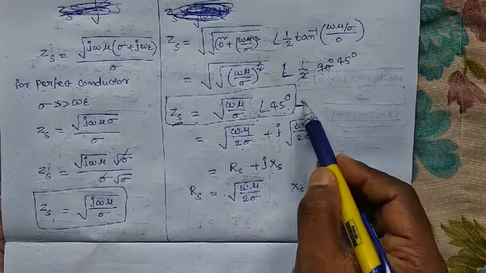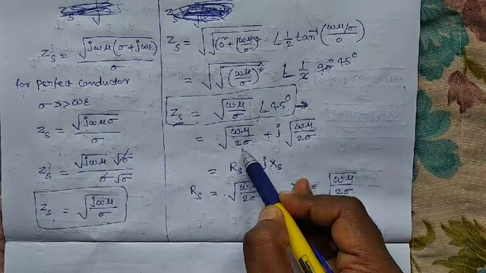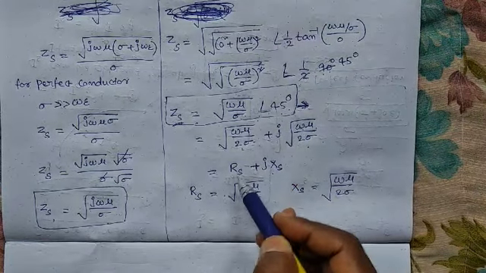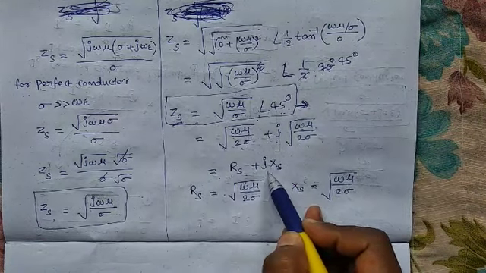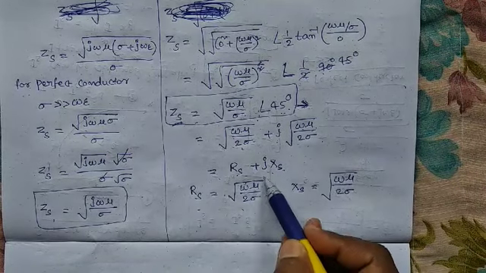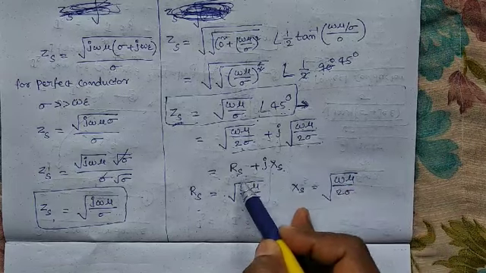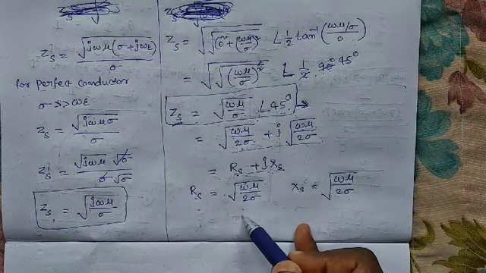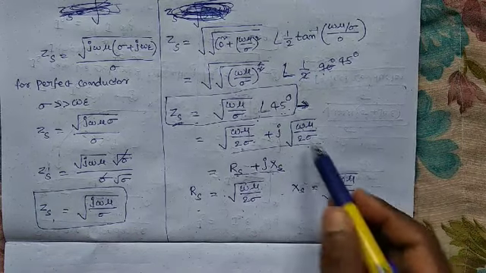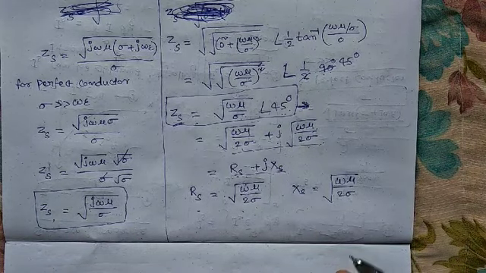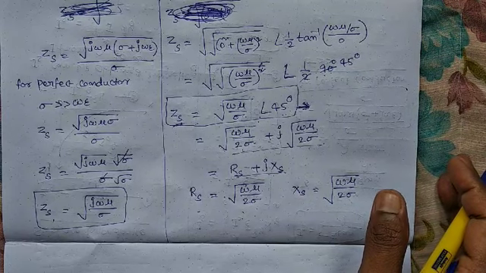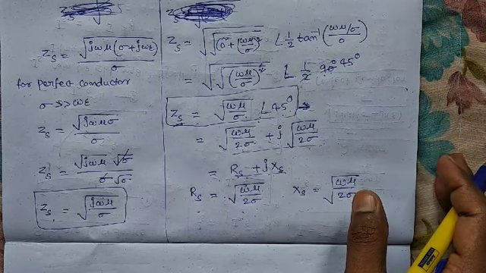Comparing this with Rs plus jXs, Rs is equal to the square root of omega mu by 2 sigma, and Xs is also the same. This is about the surface impedance for perfect conductors.